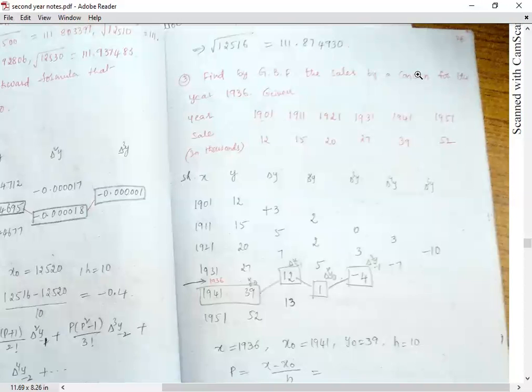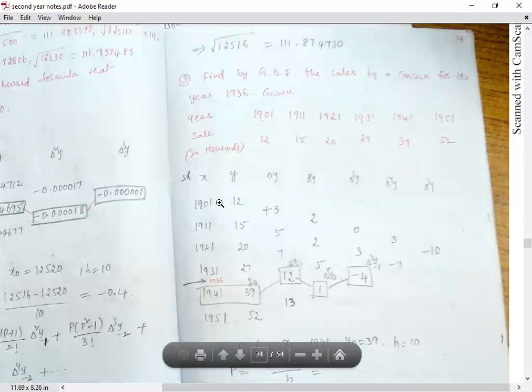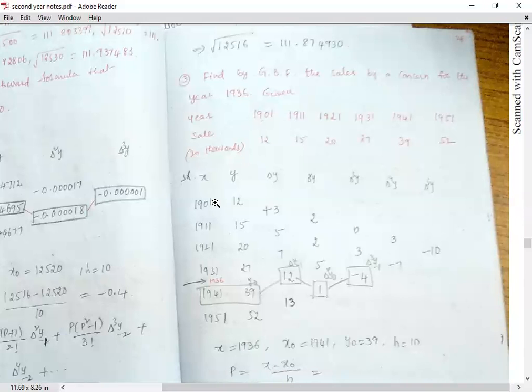Let us see one more problem. Find by Gauss backward formula the sales by a concern for the year 1936. Given that two columns are given, the first column can be taken as year, taken as x, and sales in thousands can be taken as y. When listing them in vertical pattern, writing x values and y values, it is clearly observed that every two successive x values differ by 10. So these are equally spaced points. So h is equal to 10. Now we can form the difference table first.